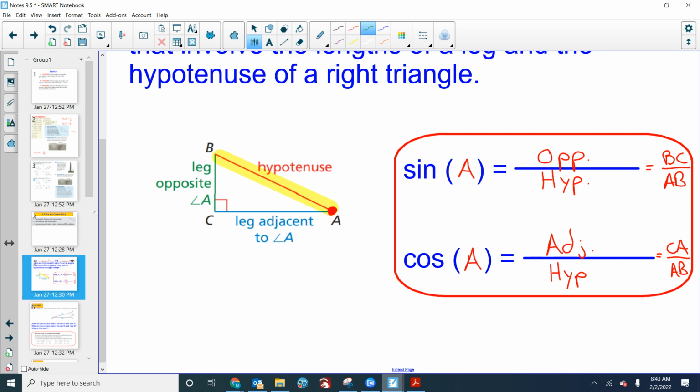Now, just for a quick exercise, what would the sine of angle B be? Well, now I'm up here at B. Do y'all agree? Sine is always opposite over hypotenuse. Everybody see where my finger is? What's the opposite side? CA or AC? And then the hypotenuse is still BA or AB.